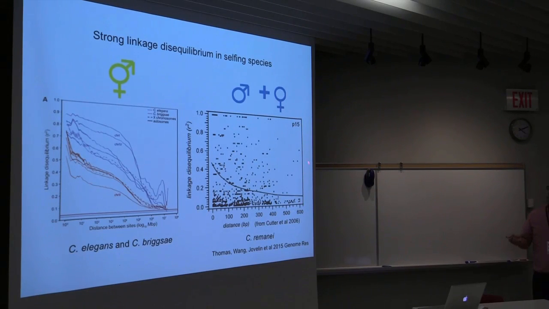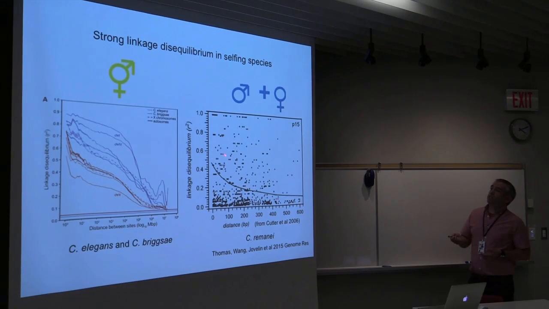So if we compare that with an outcrossing species, again with males and females, the linkage disequilibrium decays very rapidly, on the order of hundreds of base pairs.